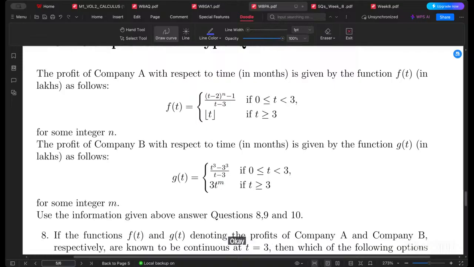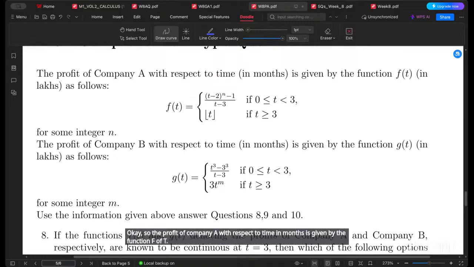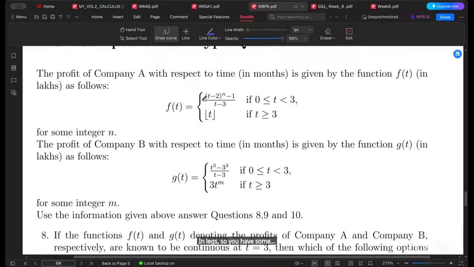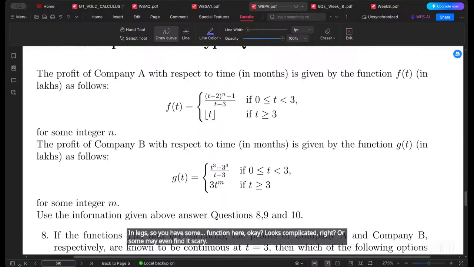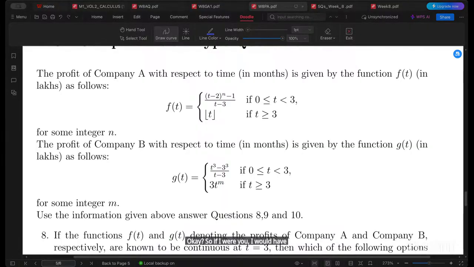Okay. So the profit of company A with respect to time in months is given by the function f of t in lakhs. So you have some function here. Okay. Looks complicated, right? Or some may even find it scary, right? So if I were you, I would have got scared, right? Okay. Yes, ma'am. Okay, fine. So the profit of company B with respect to time is given by g of t in lakhs again. You again have some piecewise function. So we are having two piecewise functions.